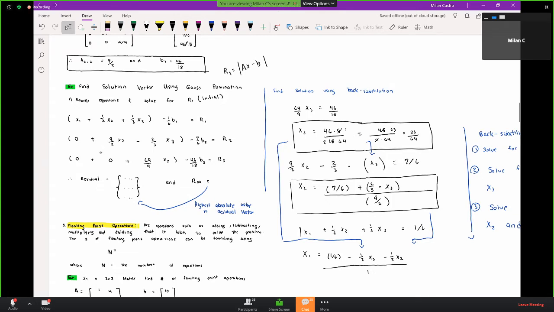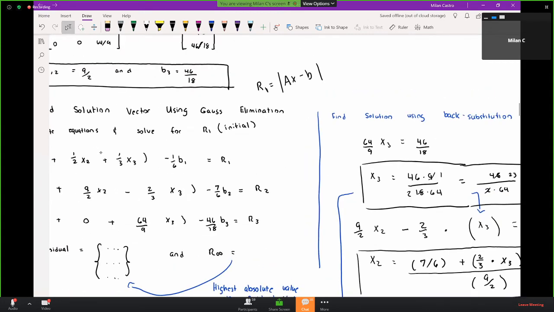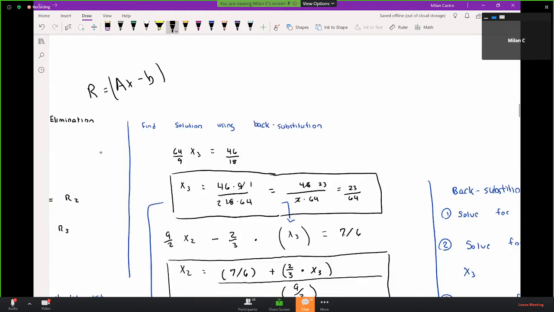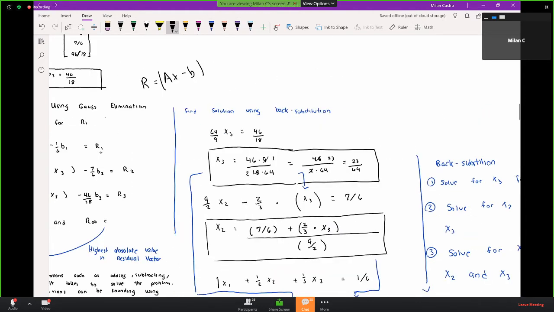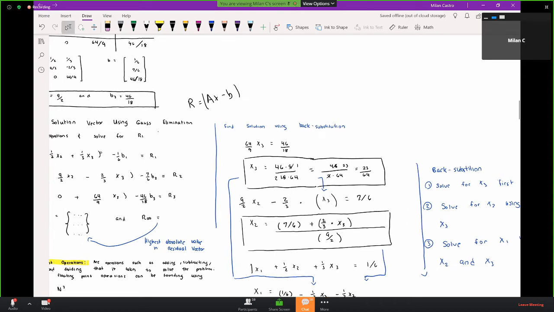In order to find our solution, it's pretty simple. You do back substitution to solve. You're going to start off with row 3. From row 3, we can tell that 64/9 x3 equals 46 over 18. From there, you're going to solve for x3, and I got 23 over 64.